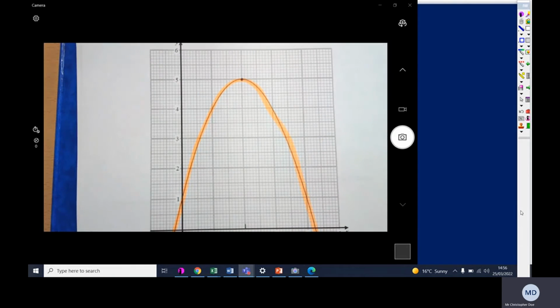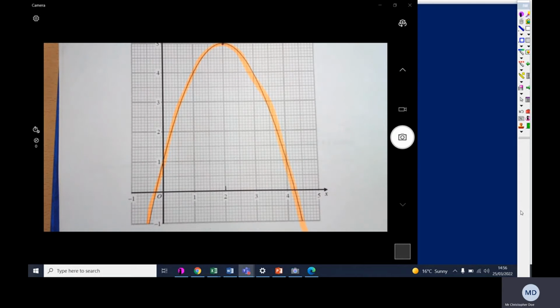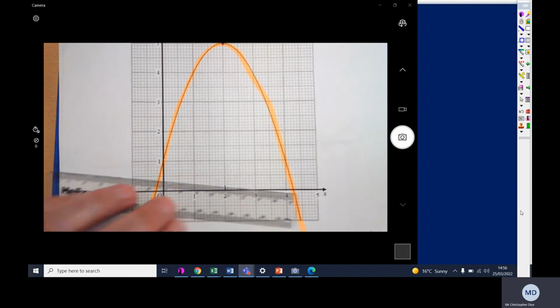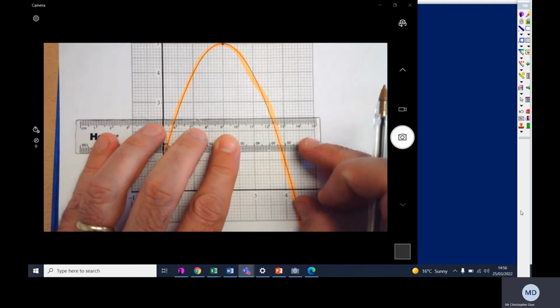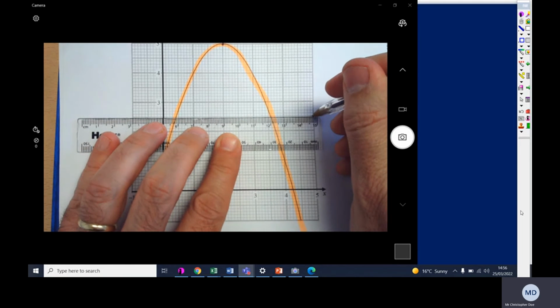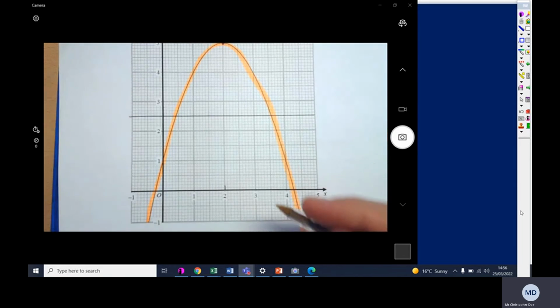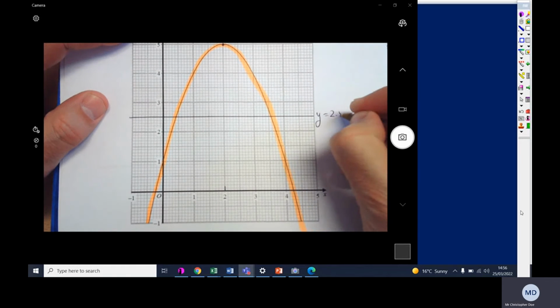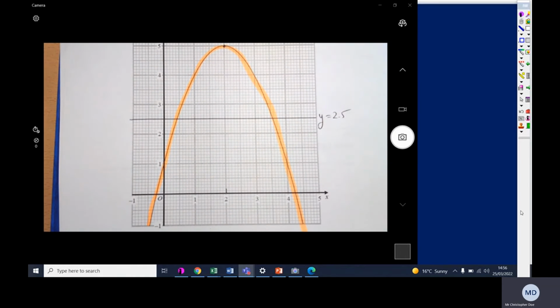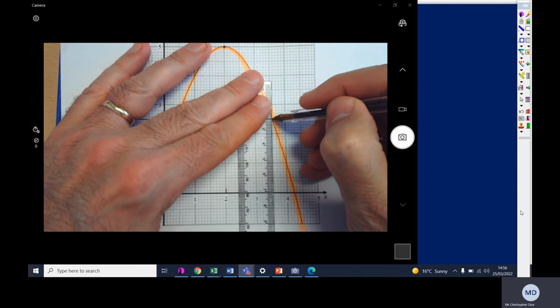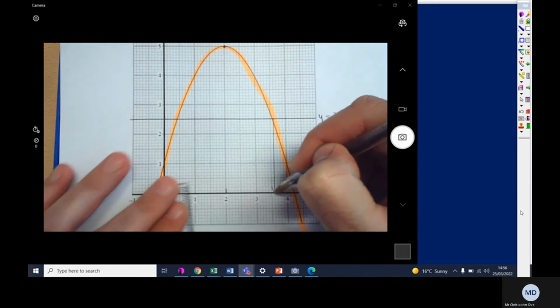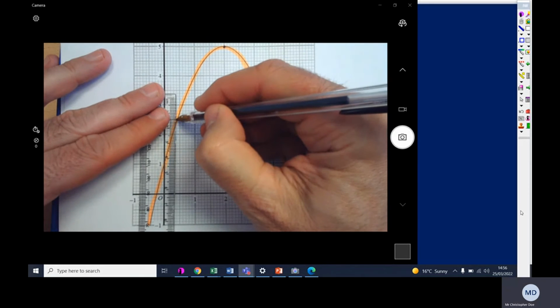I need a ruler to do this. Bear with me for 10 seconds whilst I find a ruler or a straight edge. So draw a horizontal line, carefully though, at y equals 2.5. Don't need to label it, but it is y equals 2.5. And then we're asked to solve it for x. Your two x coordinates, I'm going to carefully draw down to there, and the other one.